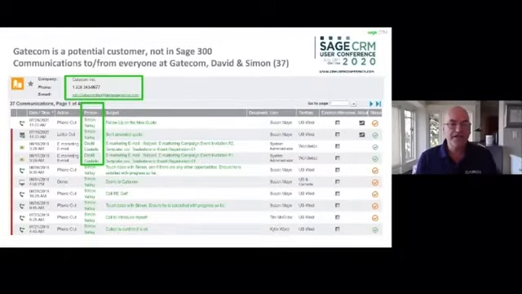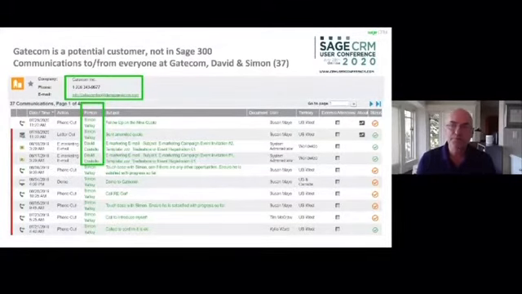So let's look at Gatecom. They're not a customer of ours, but we do have relationships with them. And if we think about the way that we'll communicate with people, I'm looking at the communications tab of Gatecom. I can see on the left-hand side, there's many different ways that I communicate. There's phone calls, there's emails, there's meetings, there's fundraising activities. Everything can be stored in Sage CRM, and everything can be organized.